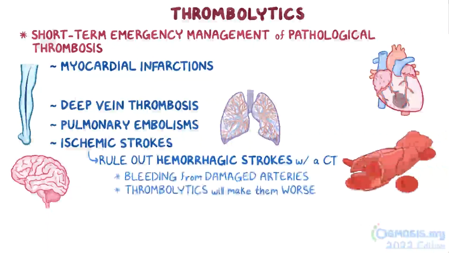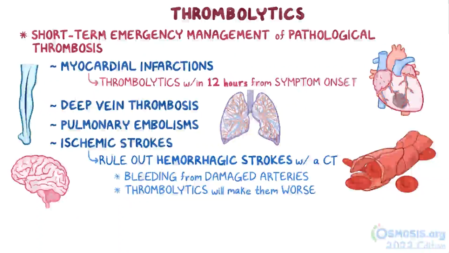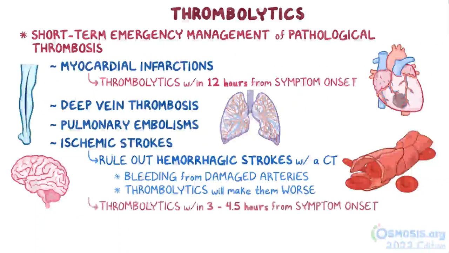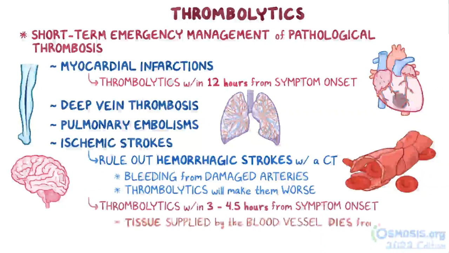The key to using these medications is early administration. For example, it's recommended that if a person suffers a myocardial infarction due to a blood clot in a cardiac vessel, the person should be given thrombolytics within 12 hours from symptom onset. If a person suffers a stroke, they should be given the medication within 3 to 4.5 hours from symptom onset. This is because after a certain number of hours, the tissue that's supplied by the blood vessel dies from the lack of oxygen, so reperfusion won't help the necrotic tissue.